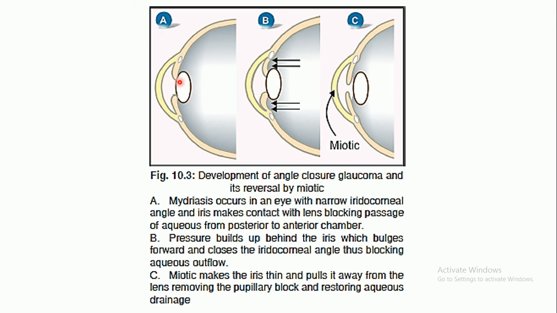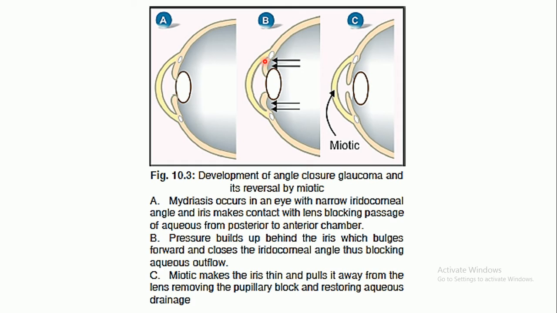So because of this mydriasis which is induced, and because of the iris making contact with the lens as a result of this mydriasis and blockage of the outflow, it increases the tension within the posterior chamber. As a result, it will exert excessive pressure on the iris.